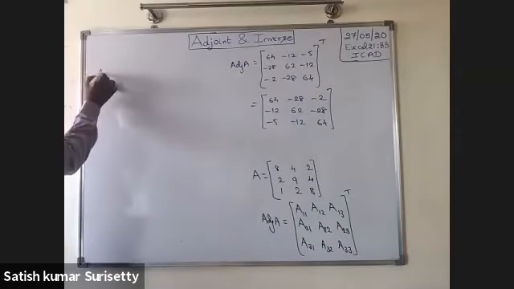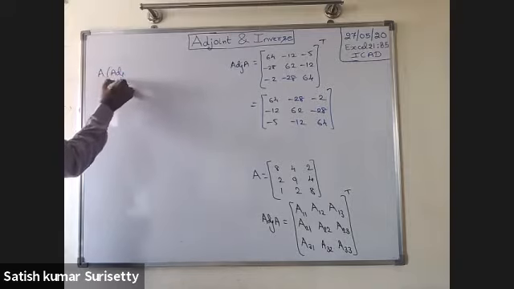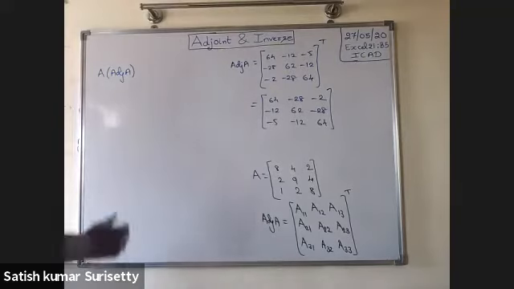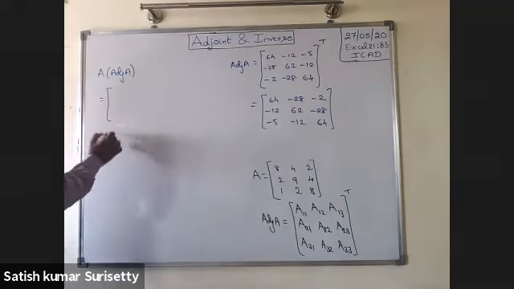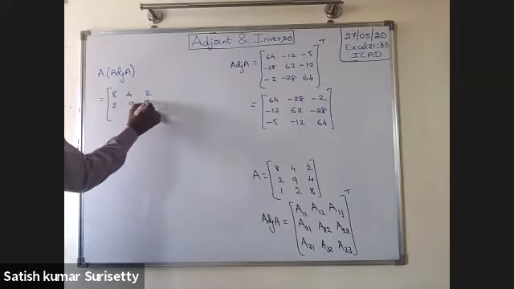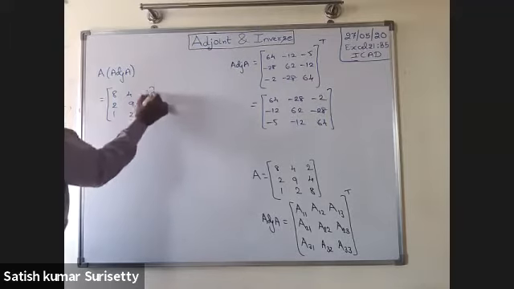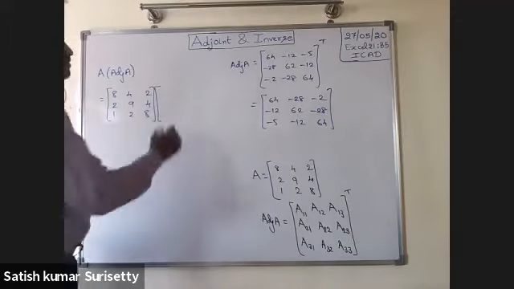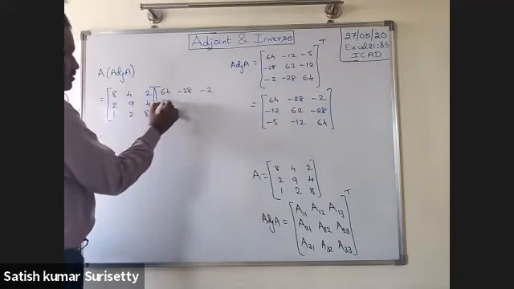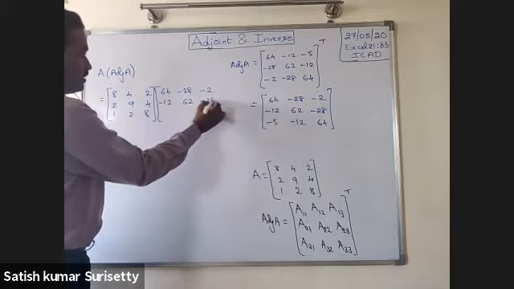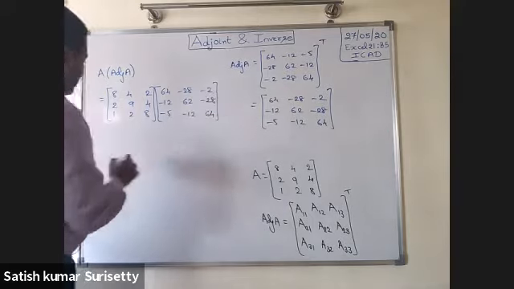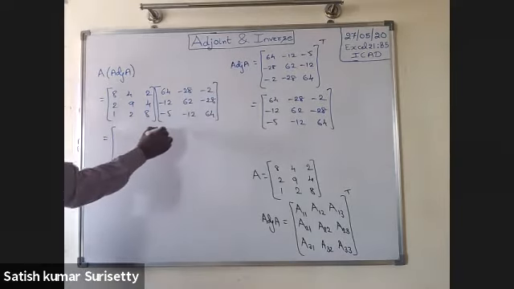Calculate A into adjoint of A: 8, 4, 2; 2, 9, 4; 1, 2, 8 multiplied by 64, minus 28, minus 2; minus 12, 62, minus 28; minus 5, minus 12, 64. Calculate this product and tell me.